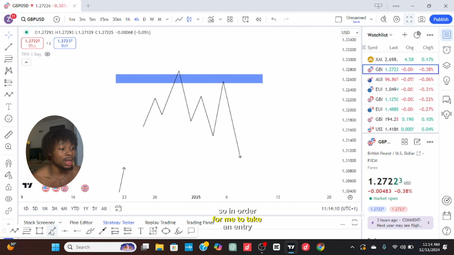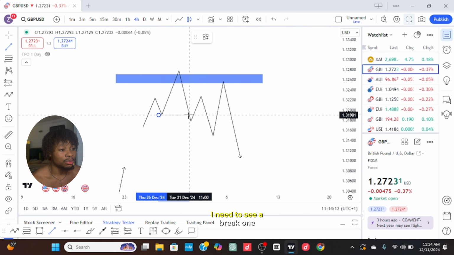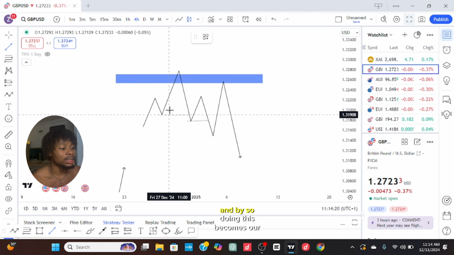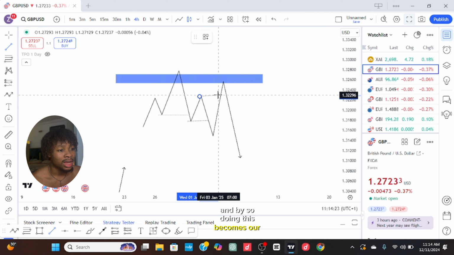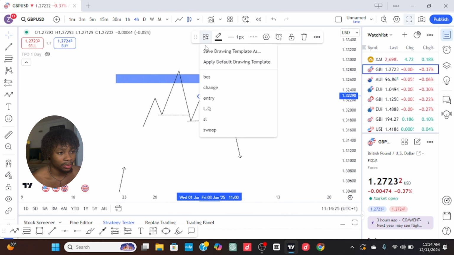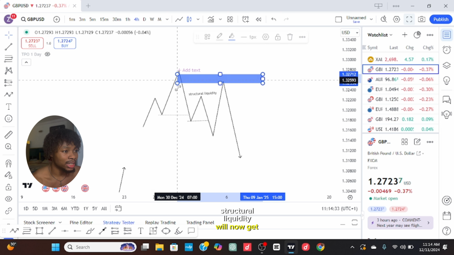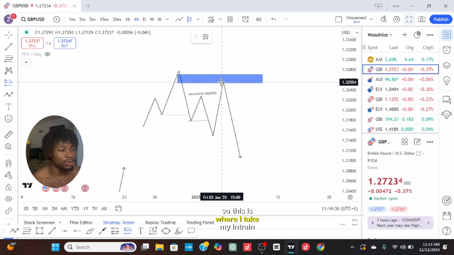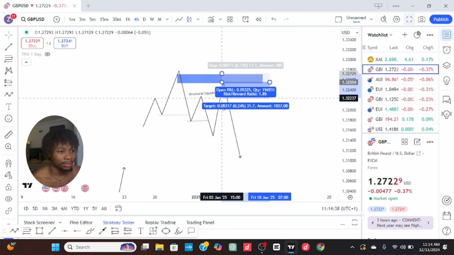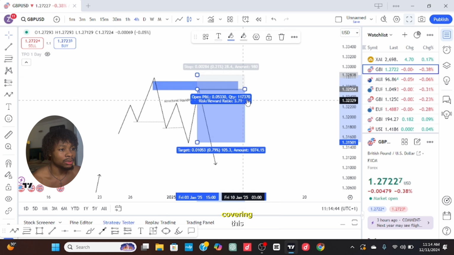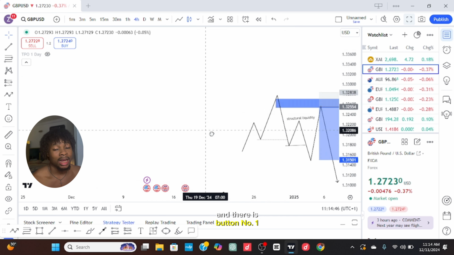So in order for me to take an entry, I need to see a break 1 and another break of structure, that is 2, and by so doing this becomes our structural liquidity. All right, structural liquidity right here. Then after structural liquidity, we will now get an entry. So this is where I take my entry right here, targeting this low and covering this high. That is pattern number 1.